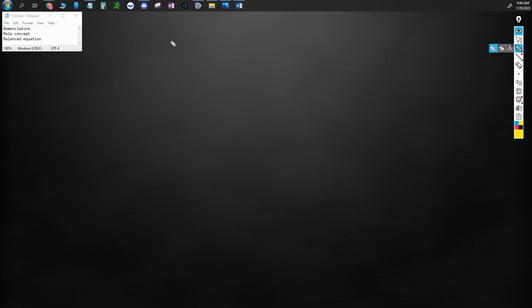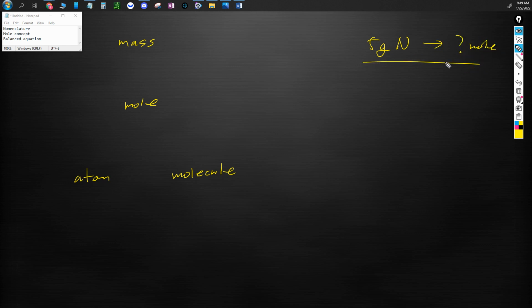Okay, so when it comes to mole, we have a basic way of going through. Going from mass to mole, let's just say we have 5 grams of nitrogen, and we want to know how many moles there are. What do we use? We use the periodic table. So let's pull out a periodic table.